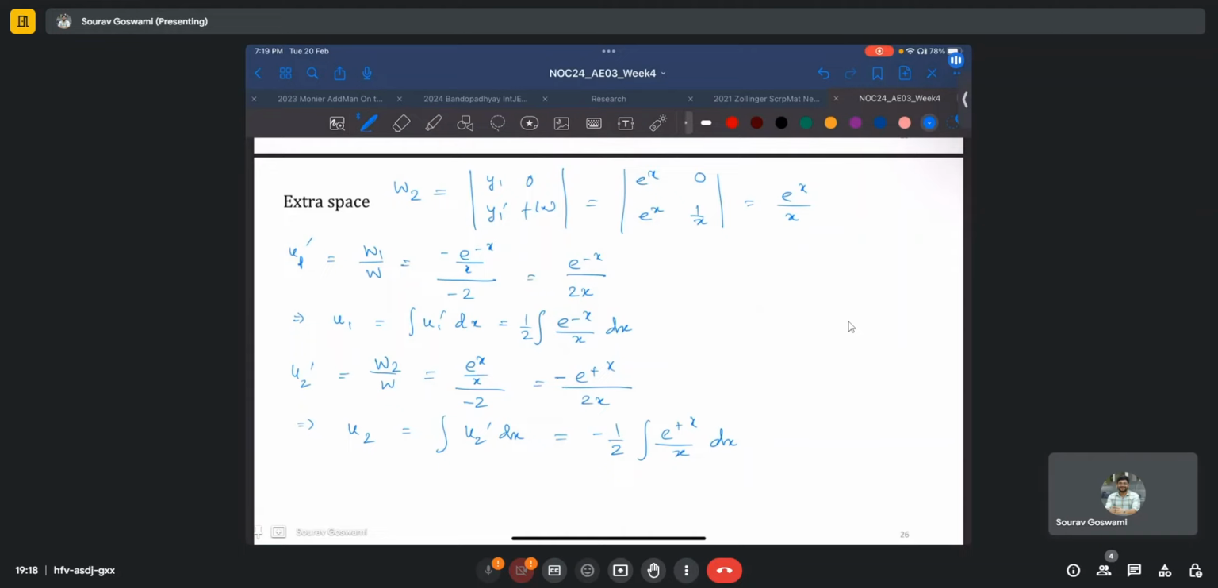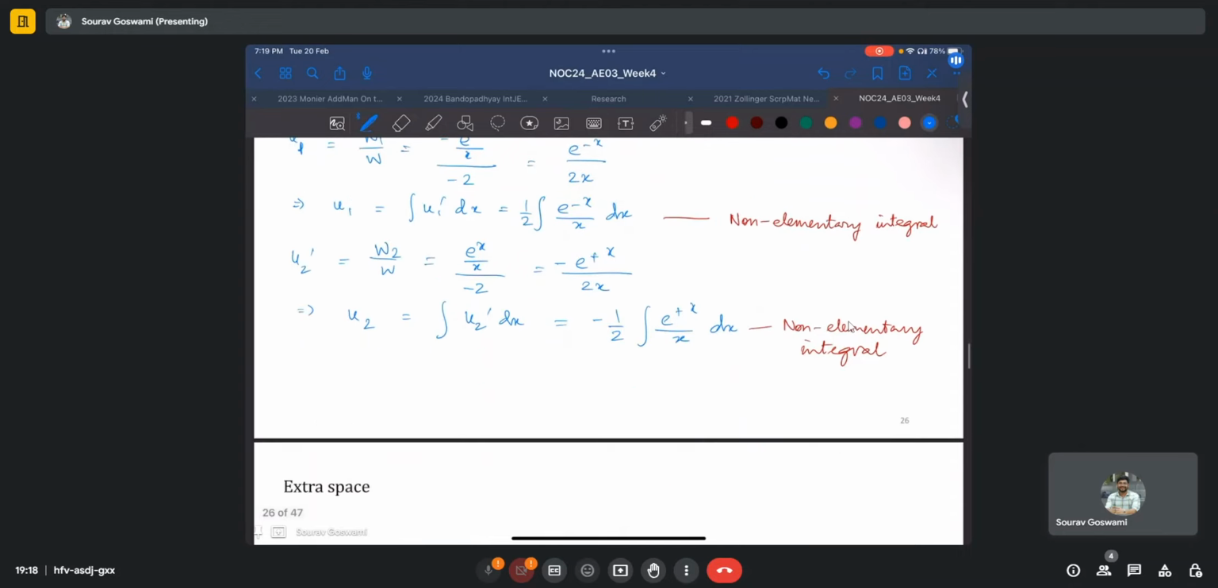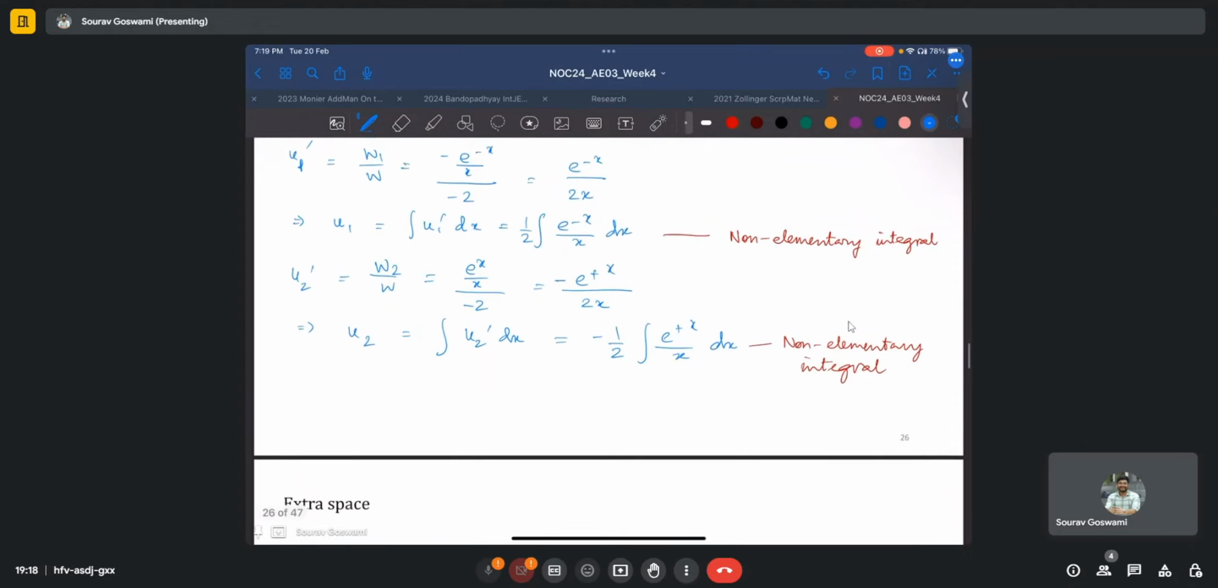And it's very interesting to note that these two integrals cannot be simplified further. This is their final form because they are non-elementary types of integrals, and a closed form solution does not really exist. But it is perfectly fine to leave it like this.